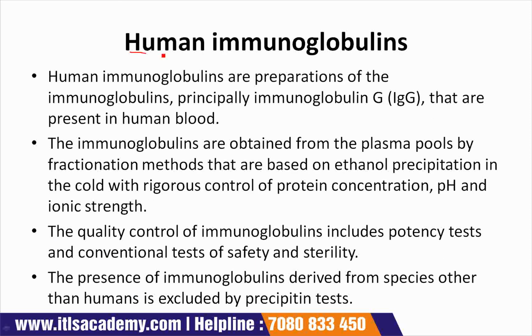Next is human immunoglobulins. First point is human immunoglobulins are preparations of the immunoglobulins, principally immunoglobulin G, that is IgG, that are present in human blood. They are derived from the plasma of donated blood and plasma obtained by plasmapheresis.